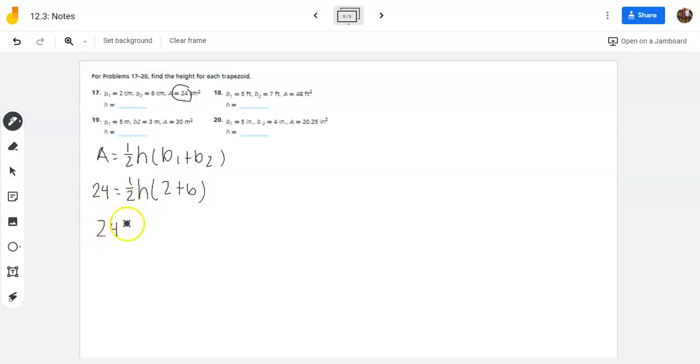So I have 24 equals 1/2 times 8 times h. We're going to do this part next. Half of 8 is 4. So I have 24 equals 4 times h. The opposite of multiplying by 4 is dividing by 4. 24 divided by 4 is 6. So the height of this trapezoid is 6 centimeters because that's what they gave us up here.